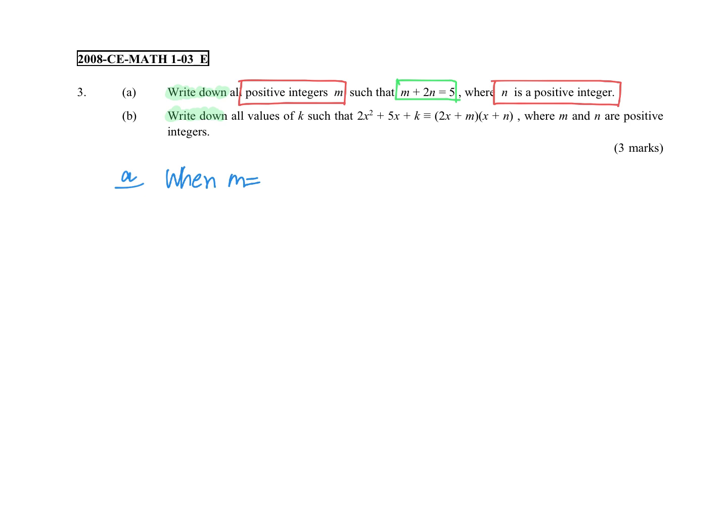Let's see when m equals 1, what would that be? If m equals 1, then 1 plus 2n equals 5, and then 2n equals 4, so n equals 2, which is also a positive integer. Oh, that's good. And then what if m equals 2? Then 2 plus 2n equals 5. 5 minus 2 is 3, so 2n equals 3, so n equals 1.5. Oh, it's not okay.